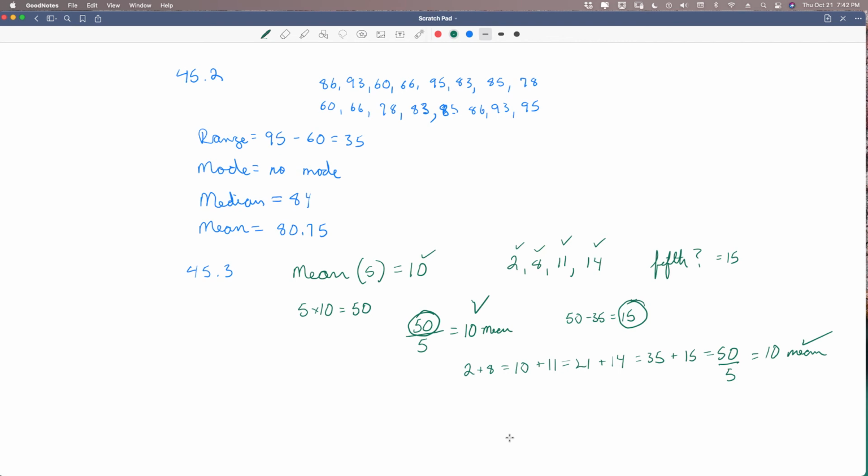All right? Very good. All right, so that is all we have for lesson 45, is the range, the mode, the median, and the mean. So be sure to write down the definitions and the examples for each one.